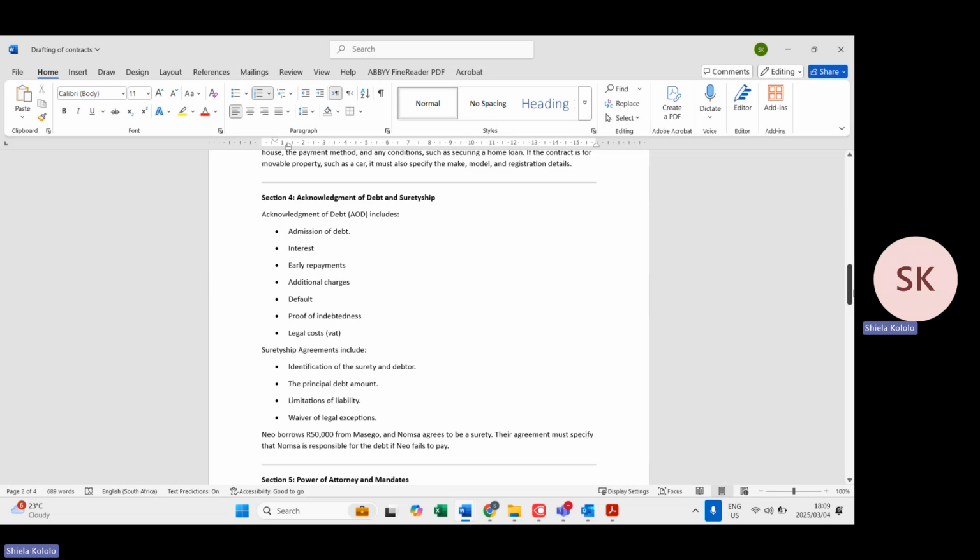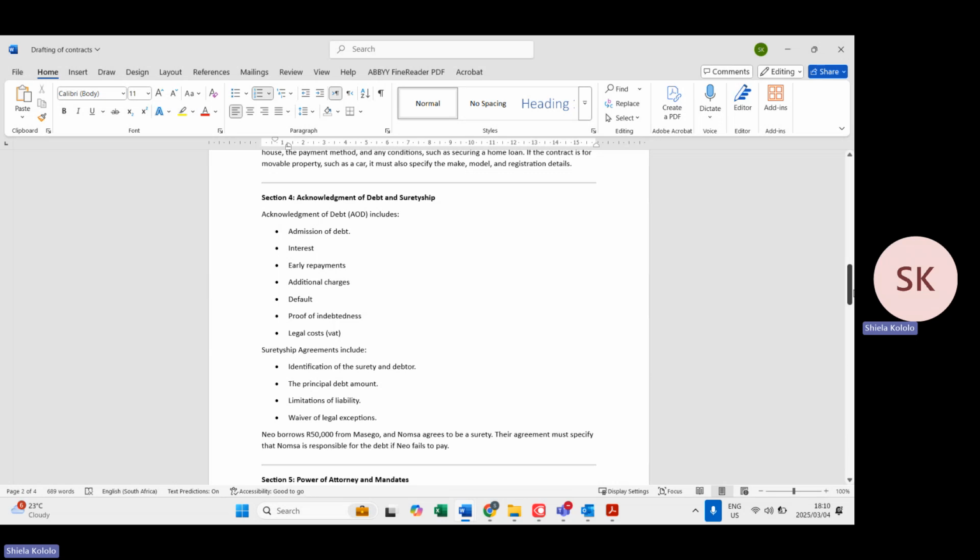What do you consider as a default? When can you remedy the default? Failing which, what can I do? And then proof of indebtedness. Proof of indebtedness basically talks about what we consider as the proof of debt. Exactly this, just this acknowledgement of debt, we can state that this acknowledgement of debt shall serve as proof of indebtedness to NOMSA, because we've got proof.